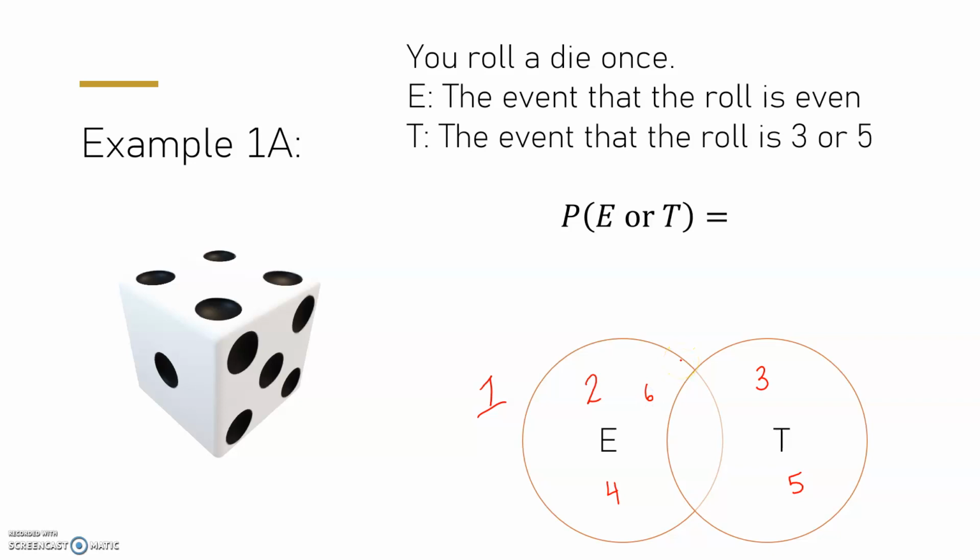So the probability that I rolled an even number or a 3 or a 5 is 5 out of 6 possibilities. It's everything inside of the Venn diagram. This is a mutually exclusive event. You can't be both even and a 3 or a 5 because 3 and 5 are both odd.